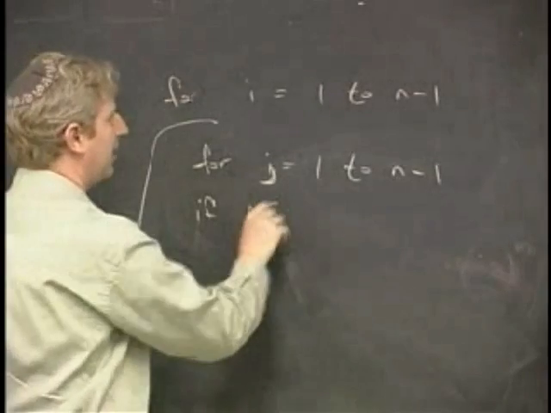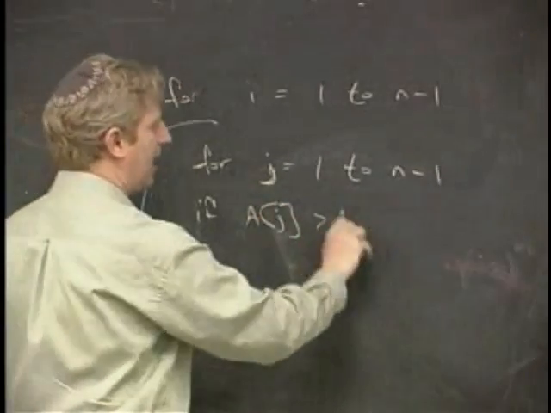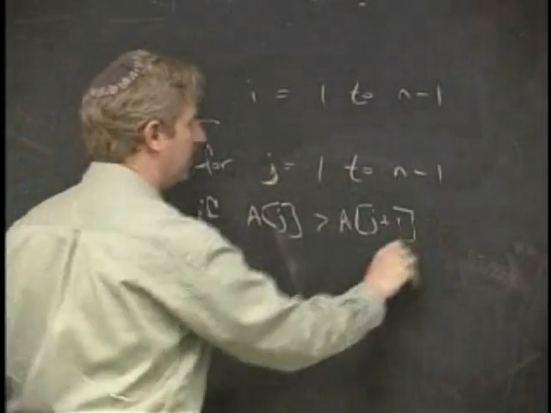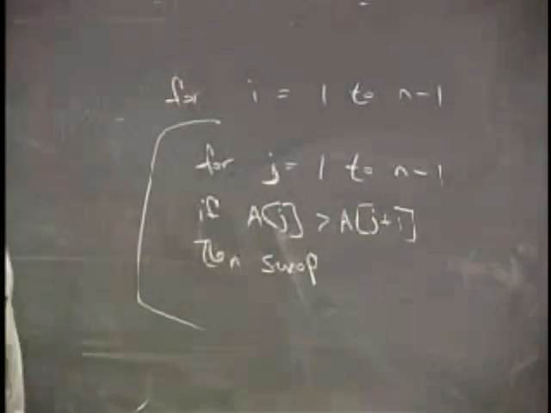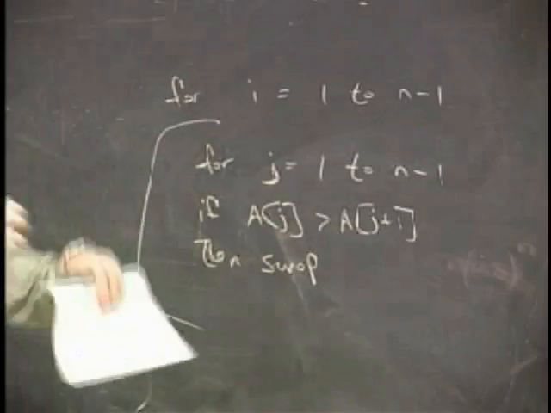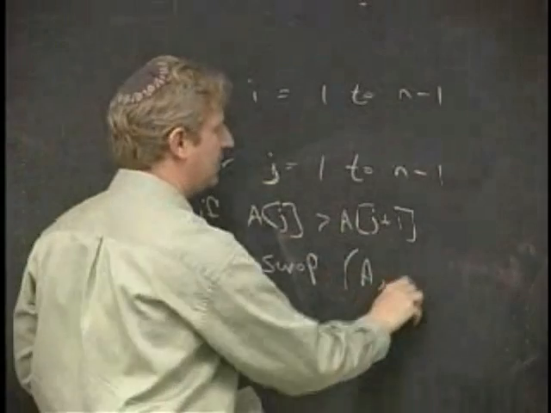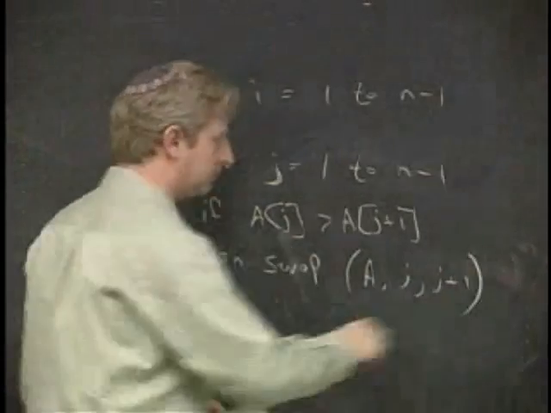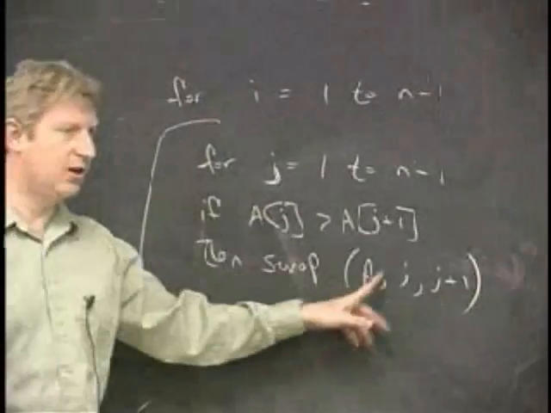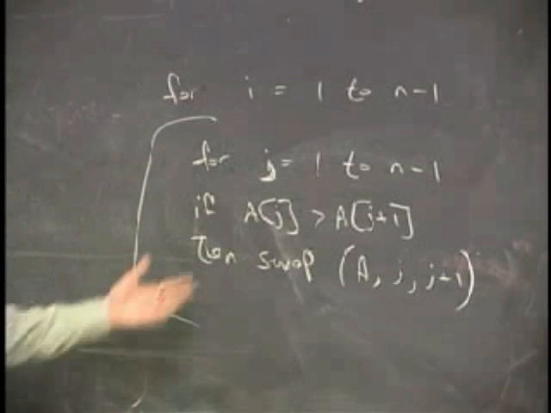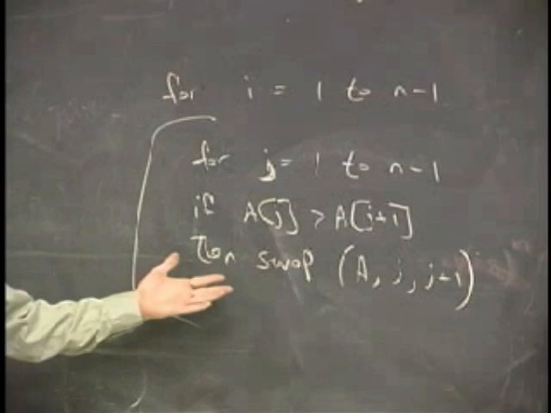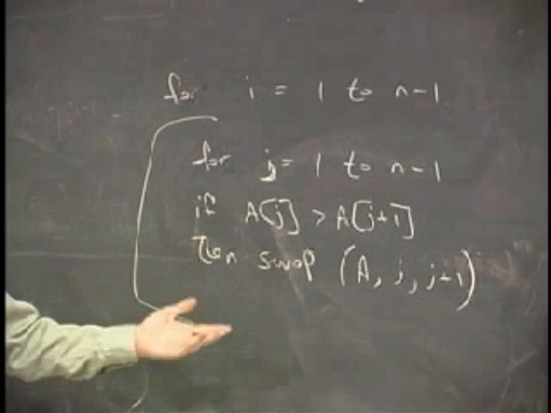If a[j] is bigger than a[j+1], then what? Should we swap them then? Swap a, j, and j plus 1. This means we're sending the array and the two indices to the function, and we're hoping they get swapped. And otherwise, we don't do anything, right? Otherwise, we just go back in the loop. All right. So there's the code.